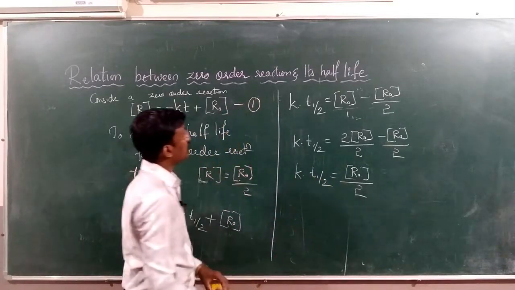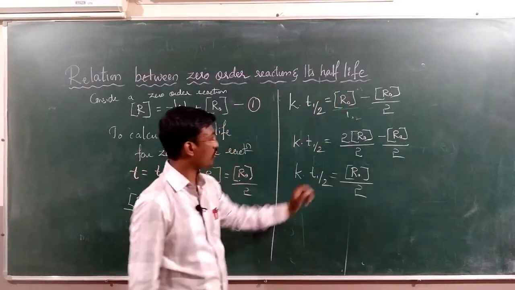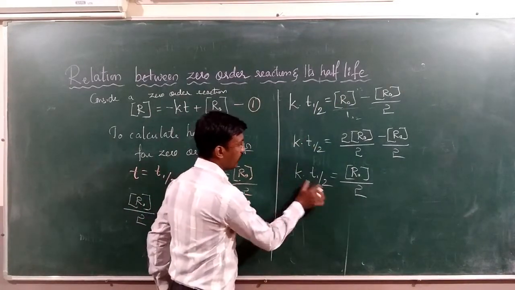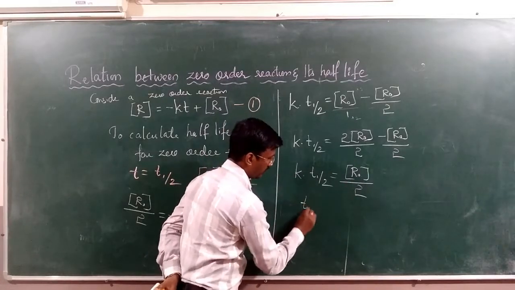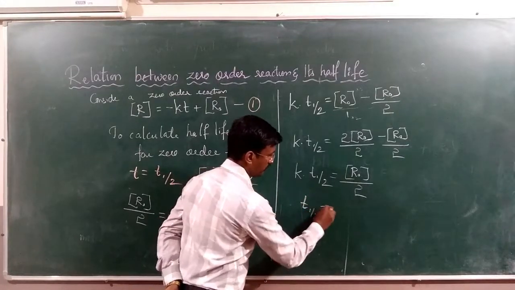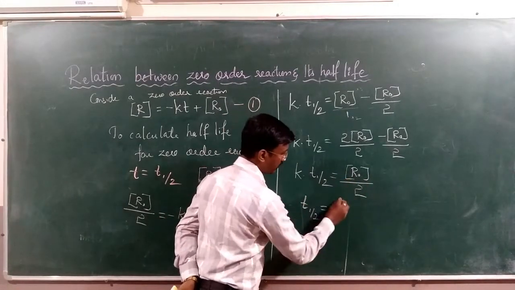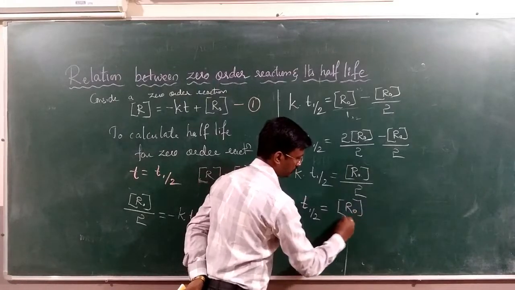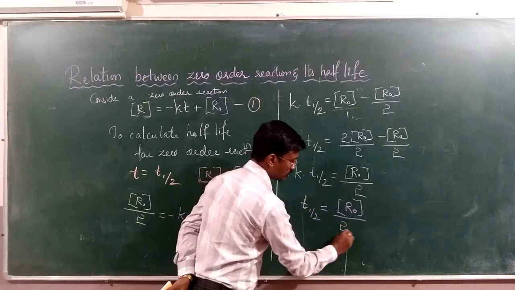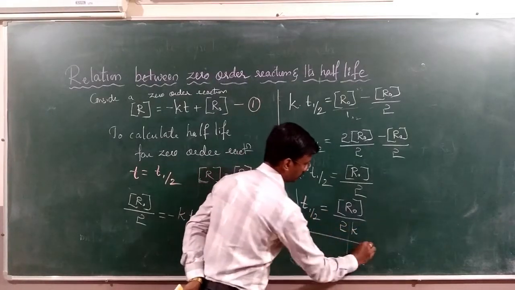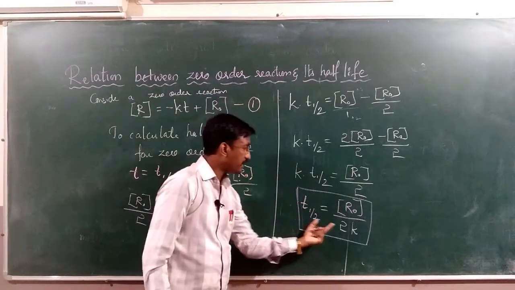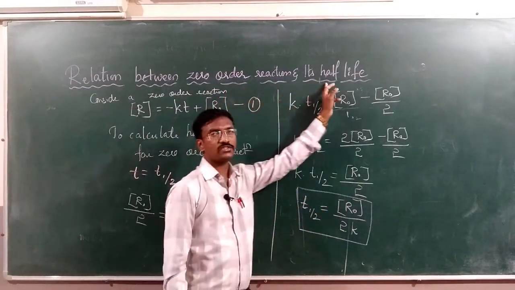So we need the relation between the half-life of the zero order. This is the zero order expression. Half-life is nothing but T half. Therefore, we need T half. We can send this K to the right side. T half is equal to R naught divided by 2, and K we are sending to the right side, therefore it becomes 2 into K, small k. This is the expression for interrelating the zero order reaction and its half-life.